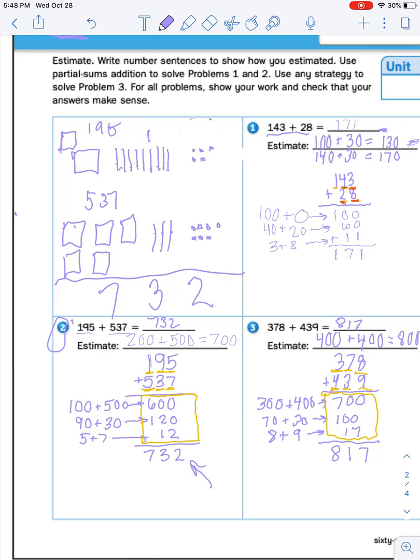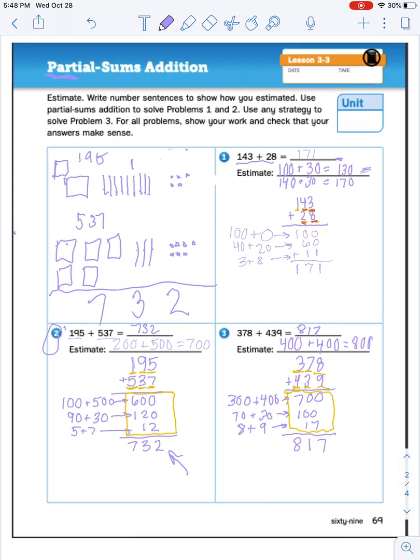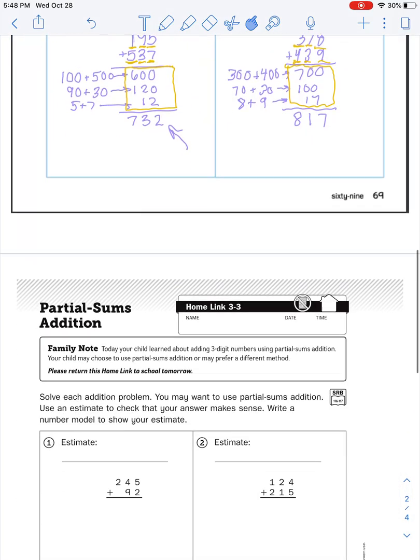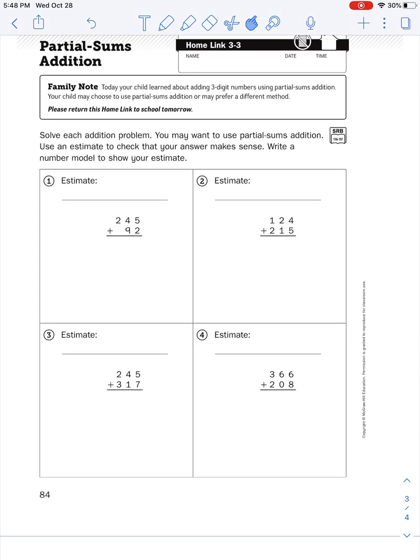So if that's your preferred method of partial sums, great, do that. If it's not, do the way that I described it first, all right? You guys are going to try this down here. Remember to do your estimate first, have that number sentence written out, and then you can start with the partial sums addition. But always do the estimate first.